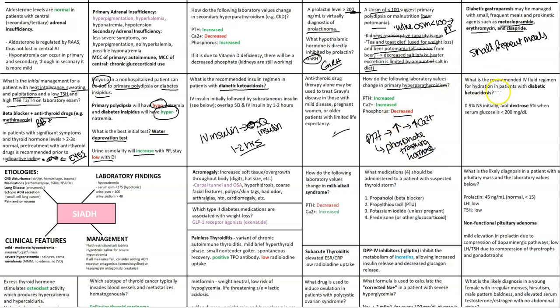What is the recommended IV fluid regimen for hydration in patients with diabetic ketoacidosis? 0.9% normal saline initially, and then after the glucose drops less than 200, you want to add dextrose 5%.